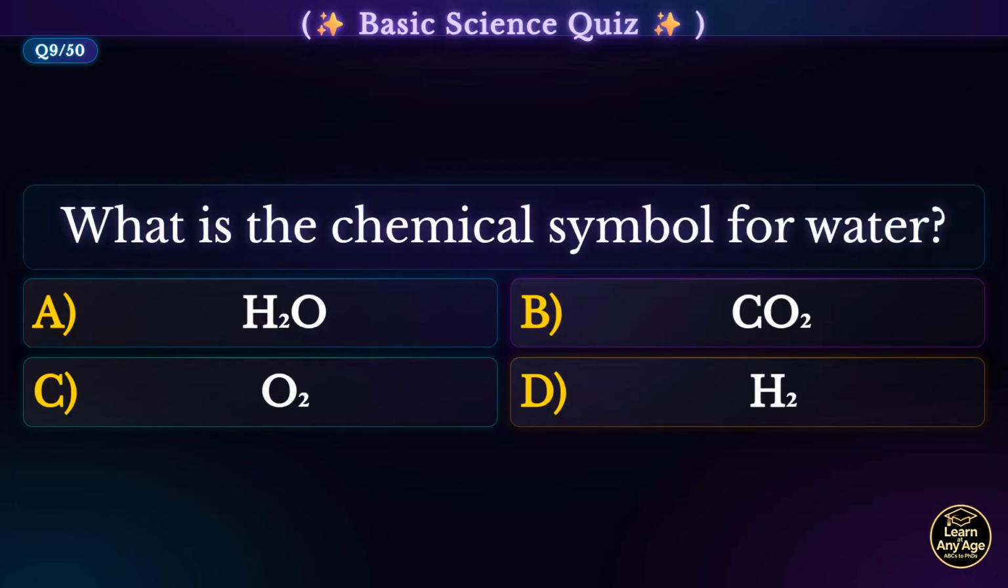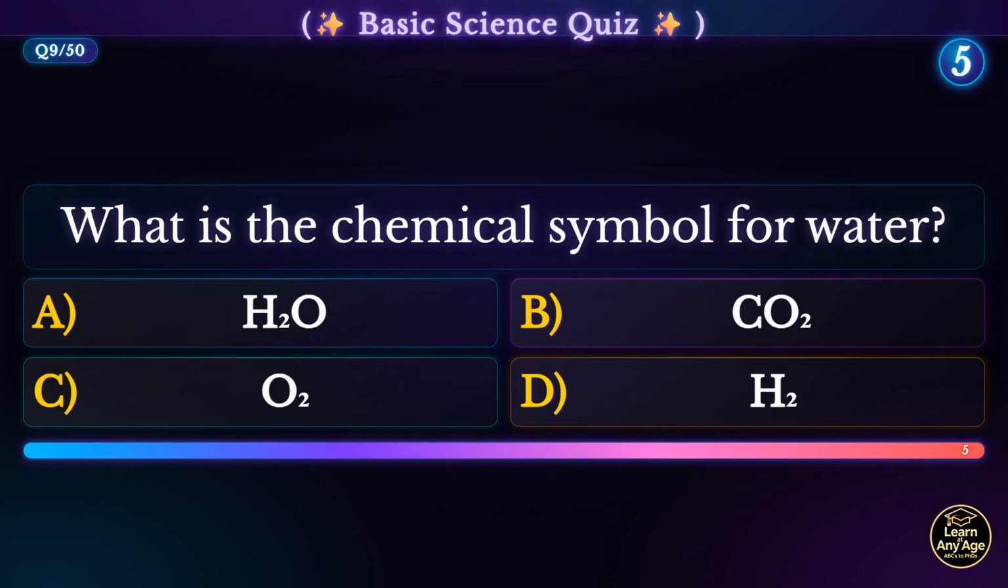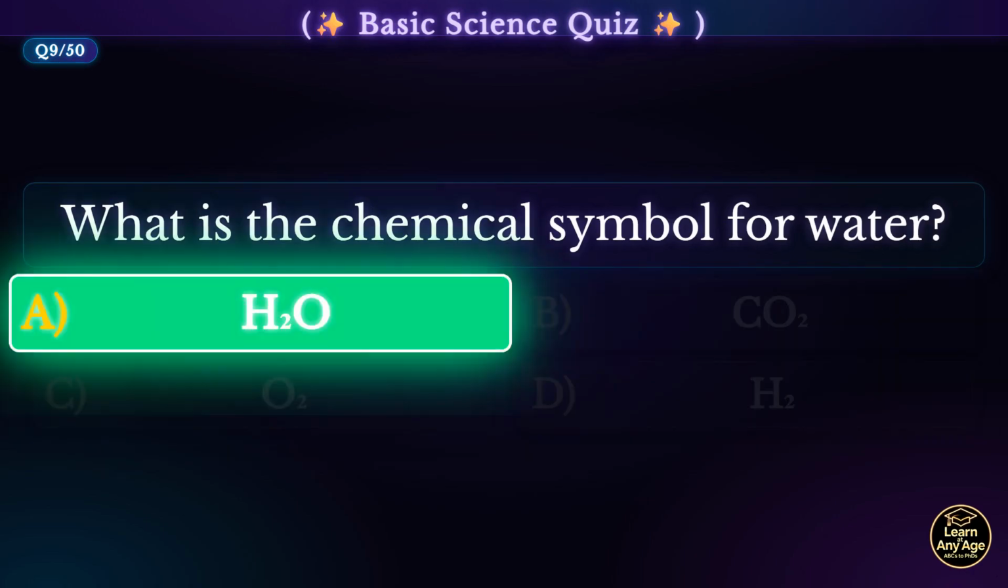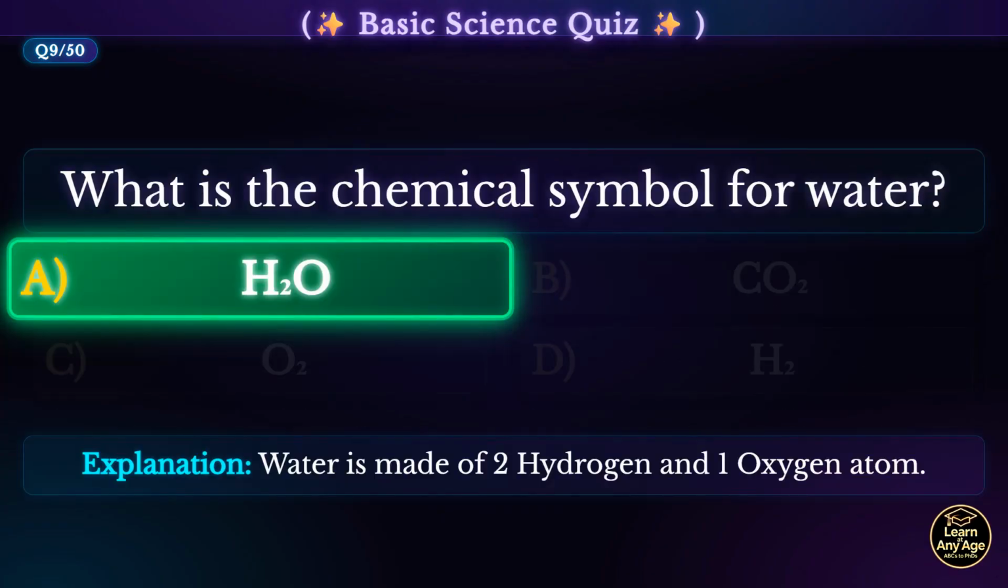What is the chemical symbol for water? H2O, CO2, O2, H2. H2O. Water is made of 2 hydrogen and 1 oxygen atom.